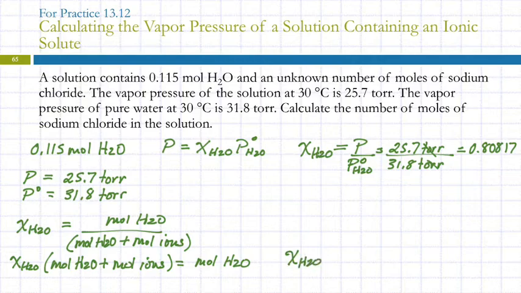So the mole fraction of water times the moles of water plus the mole fraction of water times the moles of ions will equal moles of water. Then I can put moles of water on one side.